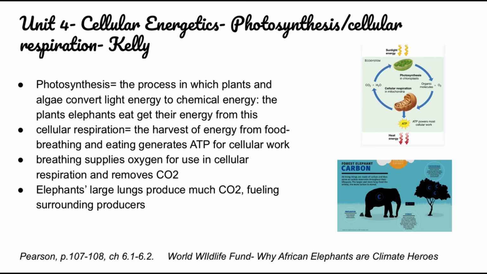Cellular respiration and photosynthesis. Photosynthesis is the process in which plants and algae convert light energy to chemical energy. The plants that elephants eat get their energy from this. Cellular respiration is the harvest of energy from food. Breathing and eating generates ATP, which is energy for cellular work. Breathing supplies oxygen for use in cellular respiration and removes CO2 from our bodies. Elephants' large lungs produce much CO2, fueling surrounding producers in their environment.